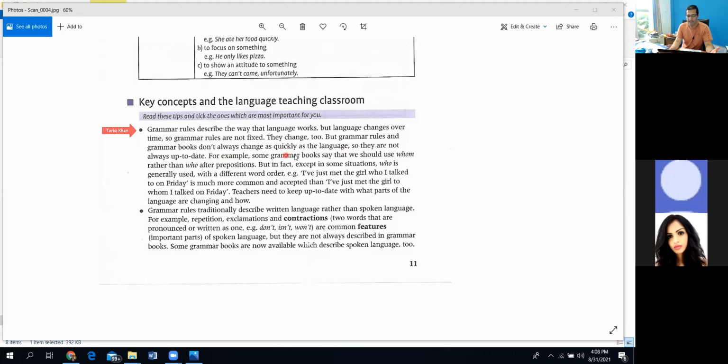For example, some grammar books say that we should use whom rather than who after a preposition. But in fact, except in some situations, who is generally used with a different word order. For example, "I have just met the girl who I talked to on Friday." It's much more common and accepted than "I have just met the girl to whom I talked on Friday." Grammar rules are changing also, but not as frequently as the language.